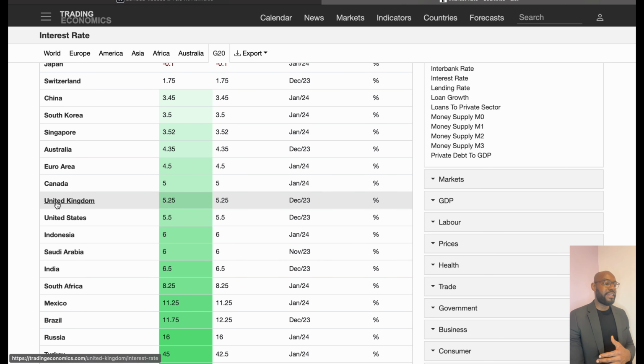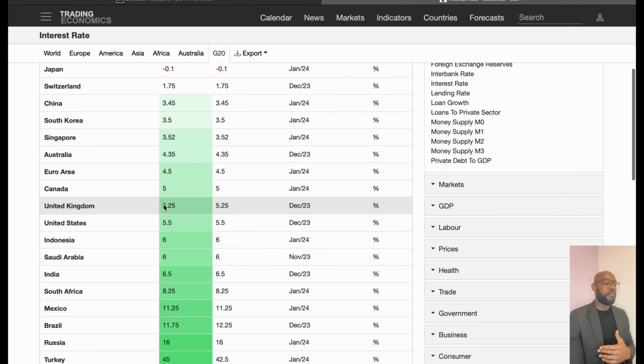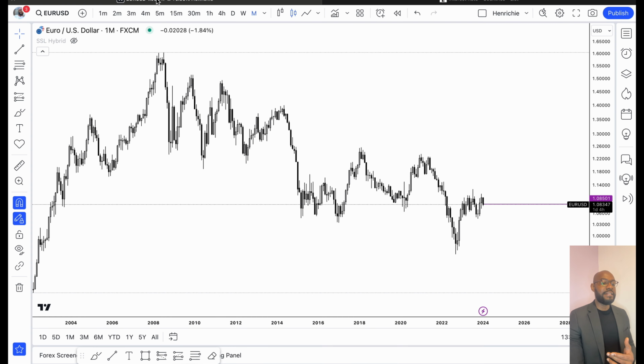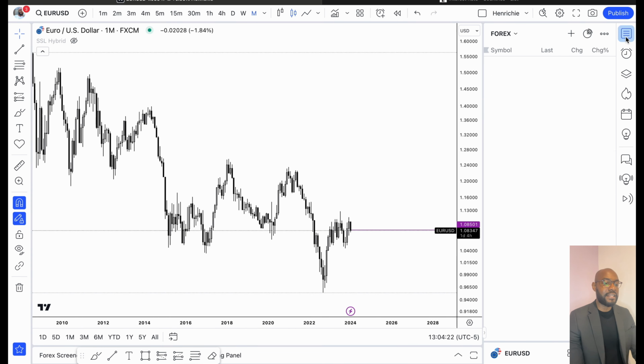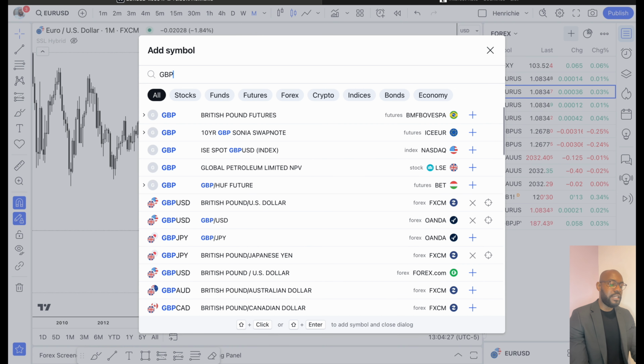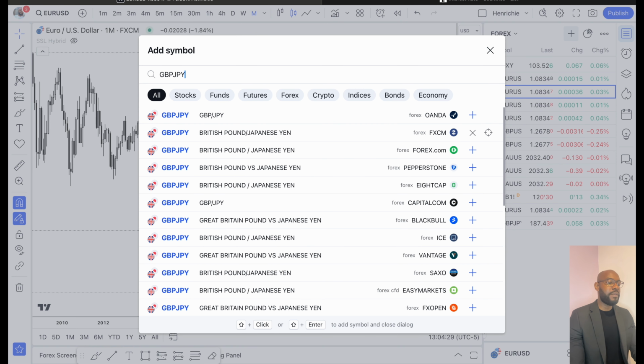Another example right here is the United Kingdom British pound. If you're comparing the British pound against the Japanese yen, you'll see that the British pound right here has a higher interest rate, so investors are more inclined to invest in the British pound rather than investing in the Japanese yen. Now let's look at the chart and see the breakdown of this and how that works as well. The symbol for the British pound is GBP, and the symbol for the Japanese yen is JPY. So you can see right here, GBP JPY.